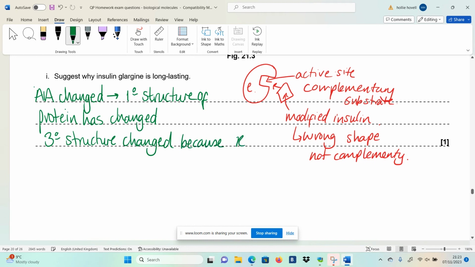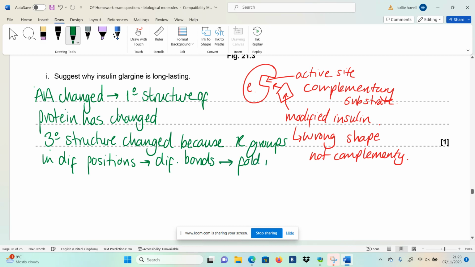because the R groups will be in different positions. Remember, the R groups have got different properties, and therefore you'll get different bonds forming. Bonds will form in different places, and therefore it folds into a different 3D shape. So we're proving now that we understand the link to tertiary structure. We're proving that we know that tertiary structure means the overall folding, the overall 3D shape. We're showing off our knowledge.